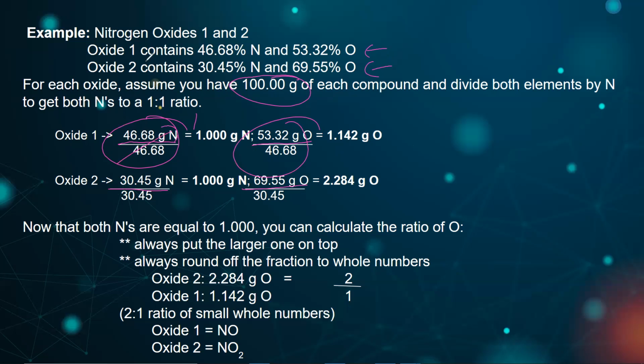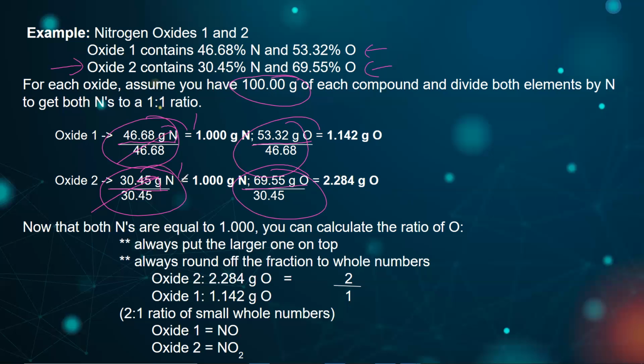For our second oxide, we're going to deal with the second oxide's percentages and convert them into grams, which, since we're assuming we have 100 grams of each, is pretty easy. So we're going to divide nitrogen by nitrogen, and oxygen by nitrogen. Once again, this is going to reduce down to 1, and then this one is going to give us another number, in this case, 2.284. So what we're seeing here is something that can be turned into a ratio.